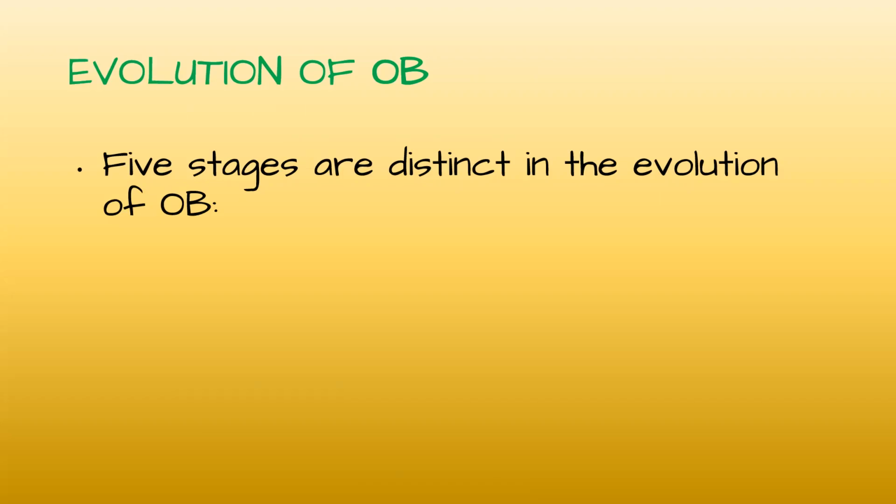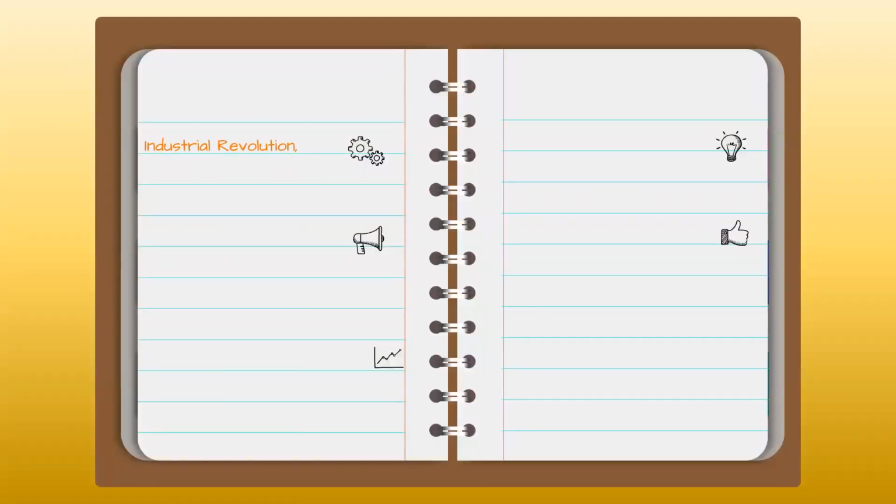When we talk about the evolution of organizational behavior, there are various phases involved in its historical development. Five stages are distinct in the evolution. The first one is the industrial revolution, then scientific management, and then the human relations movement. In that itself, we have the Great Depression and the labor movement, and the other major important thing is the Hawthorne Studies, and finally organizational behavior itself. We'll discuss them one by one in detail so that you understand the evolution of organizational behavior clearly.